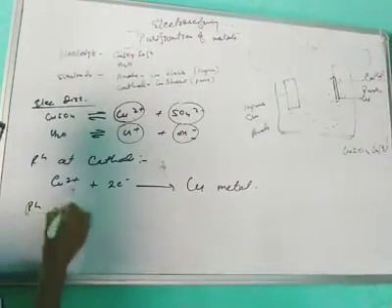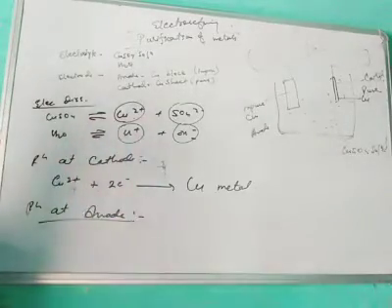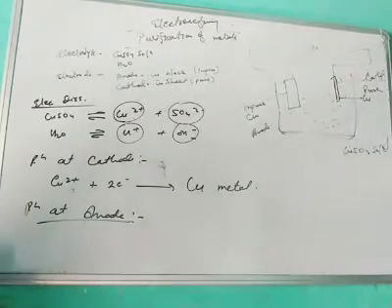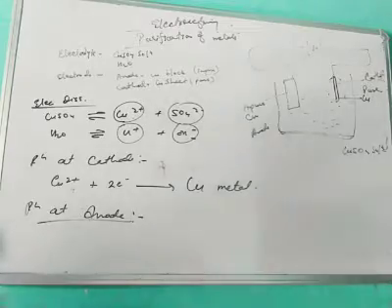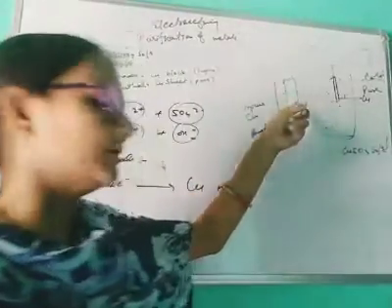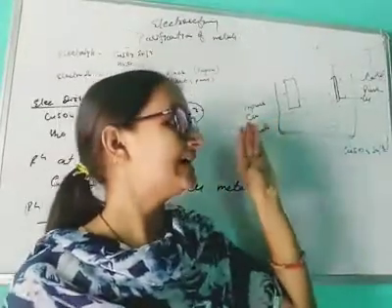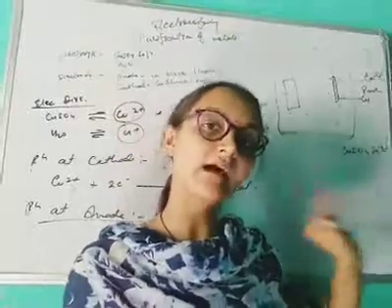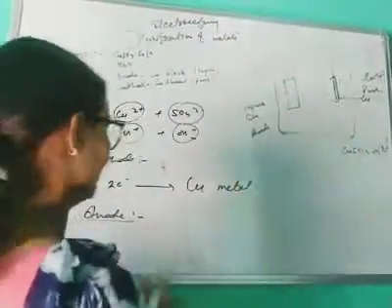And what will happen at the anode? The OH negative ion will migrate toward it, but it will not discharge. Why? Because copper is an active electrode. It itself will react in this reaction, to get Cu2 positive ions.